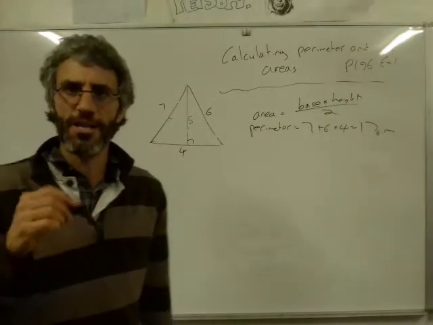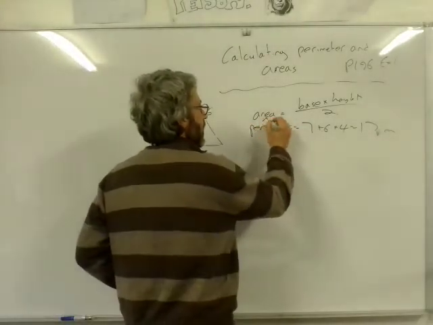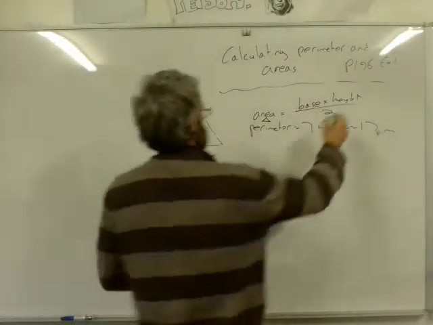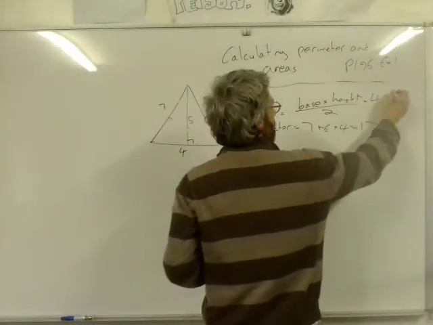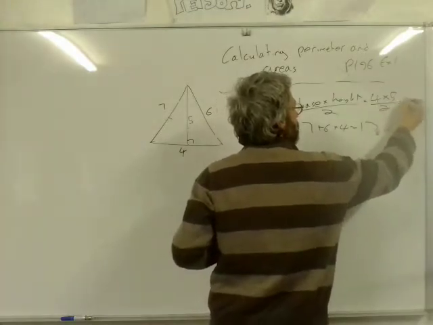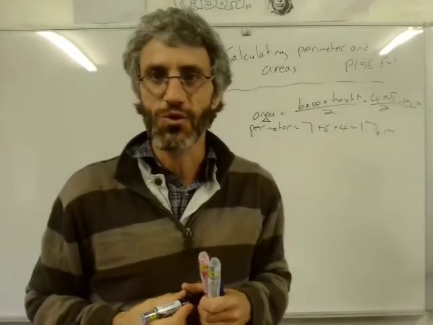I think it's a good idea just to pause me now and copy that formula. Area of a triangle is base times height divided by 2. Base is 4 times 5, the height, divided by 2. And the answer will be 10 meters squared, because we're working with meters and area is meters squared.